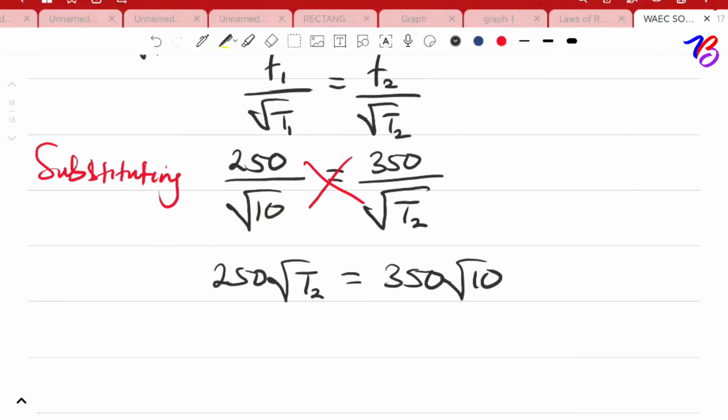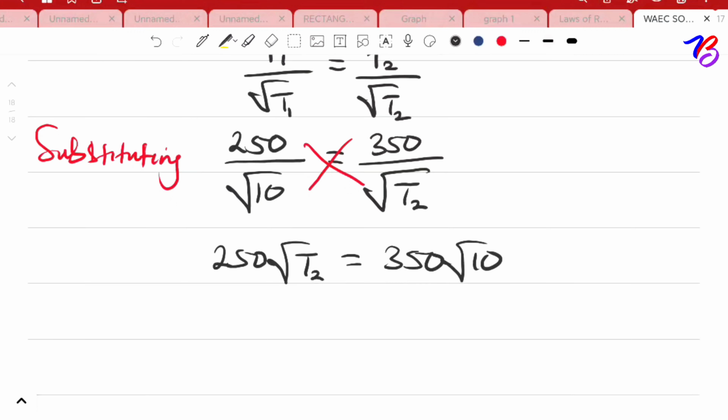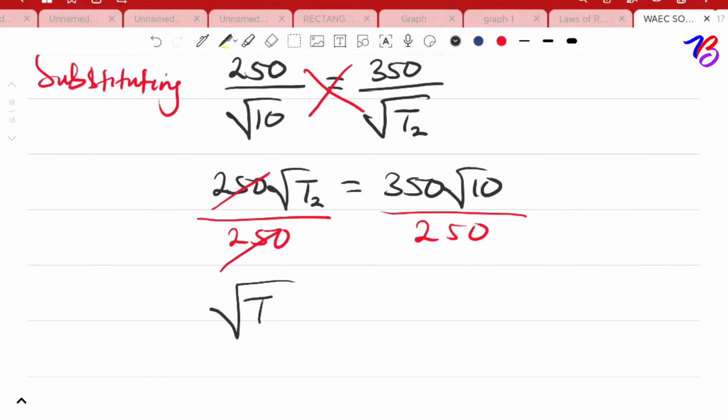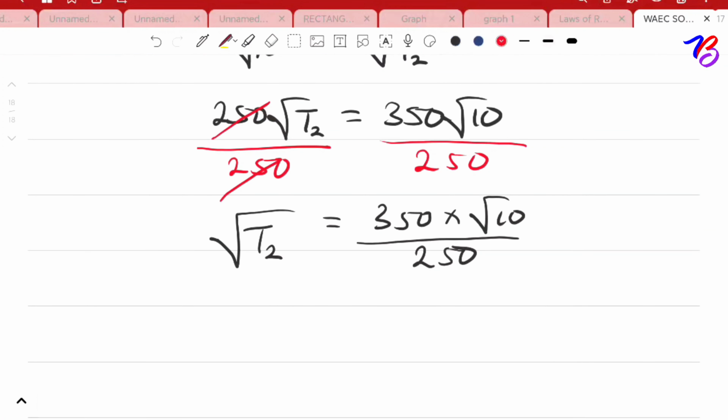Is that clear? So our target is to solve for T2, not square root of T2. So we can decide to divide through by 250, right? So let's exhibit that. So we divide both sides by 250, so that 250 will cancel out 250. Then square root of T2 is equal to 350 root 10 over 250. Exactly. But we're looking for T2, not square root. So we're going to square both sides so that the square root on T2 will disappear. So take the square.